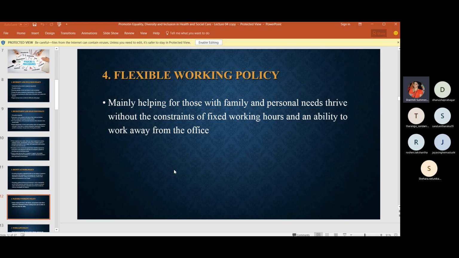So each and every institution needs to have a flexible working policy. But there are some situations where we can't expect all those things in order to fulfill a particular job. But if there is a way, then we can provide that in a good way. So this is regarding the flexible working policy.